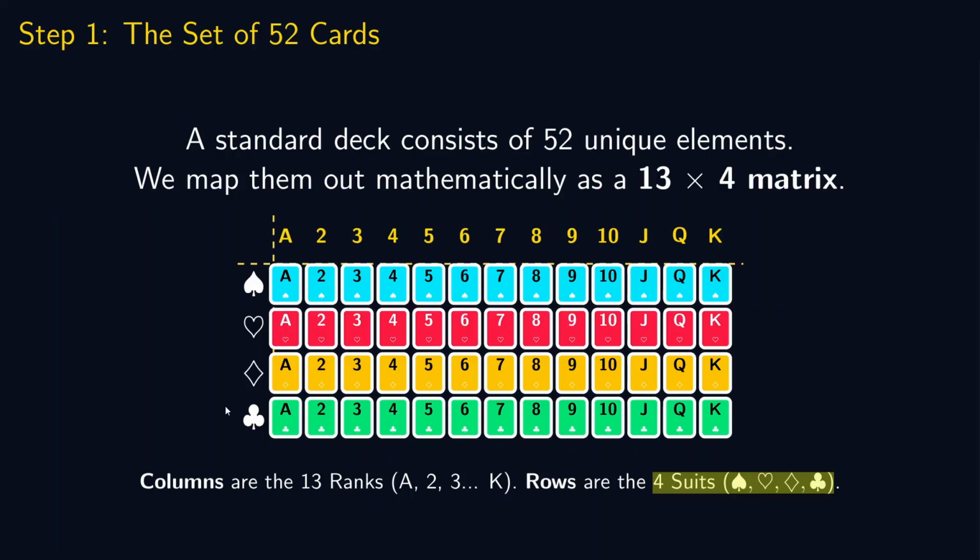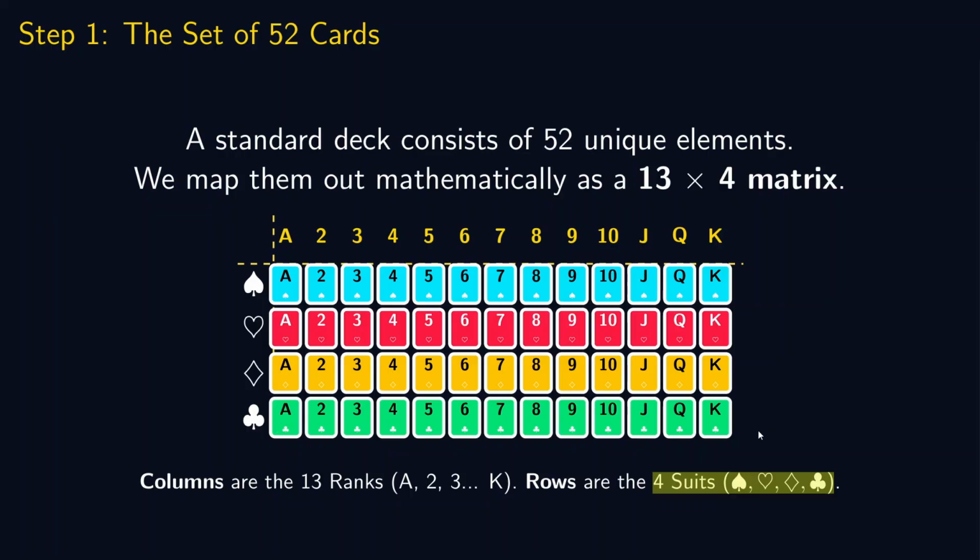Now here is the beautiful part. Every single card in the deck lives at the intersection of 1 column and 1 row. The card at the intersection of the ace column and the spades row is the ace of spades. The card at the intersection of the king column and the clubs row is the king of clubs. Every card has exactly 1 rank and exactly 1 suit, which means every card occupies exactly 1 unique cell in this grid. No overlaps, no duplicates, no gaps.